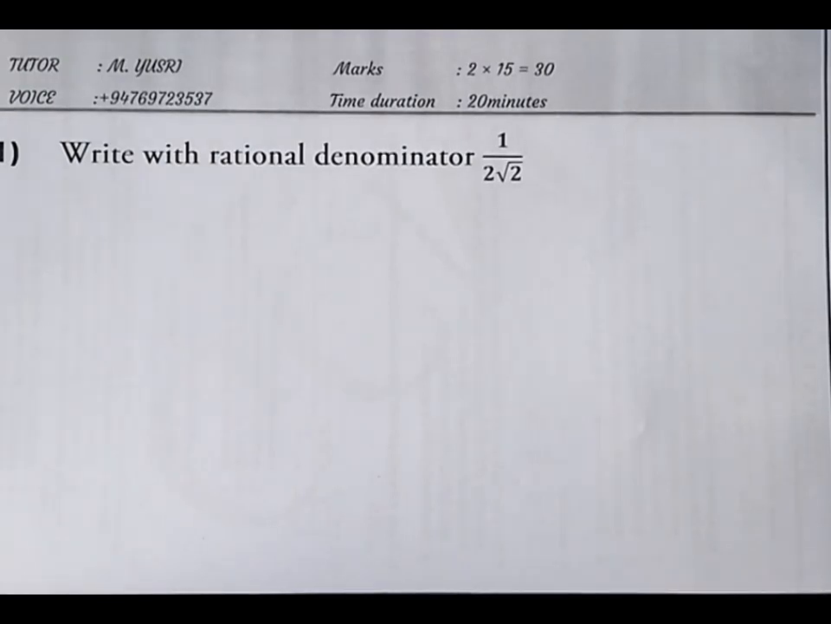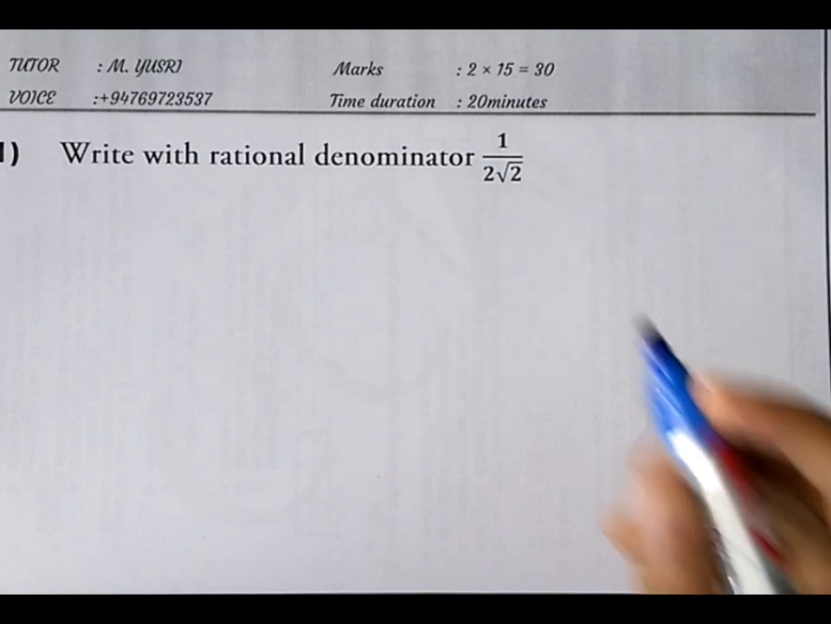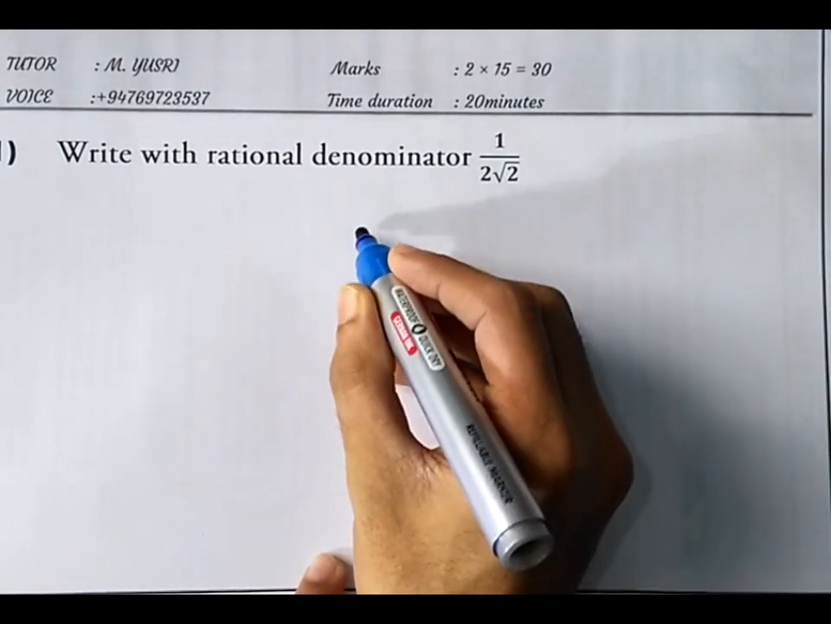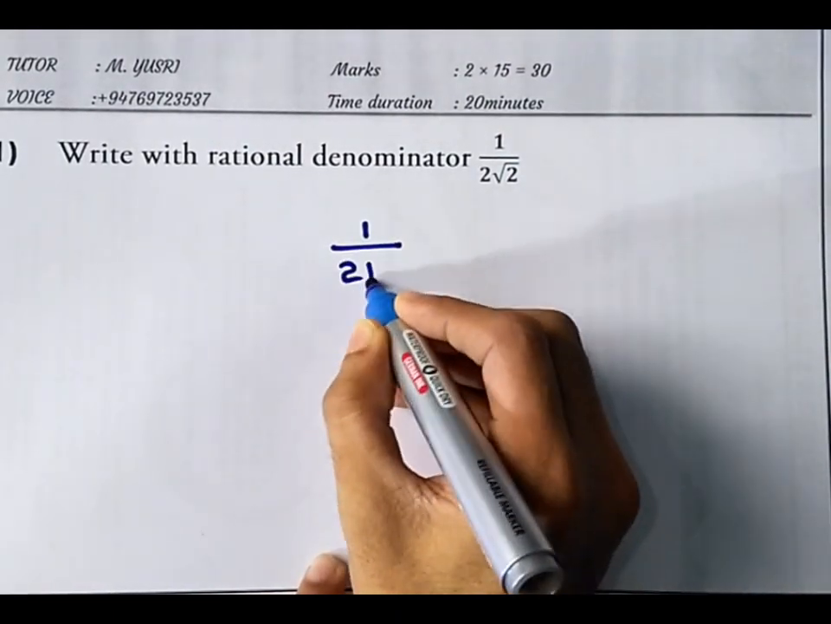Okay guys, so today we are going to practice our fifth paper, and here in the first question they are asking us to write with rational denominator. Okay, fine. So that means we have to cancel this root 2. So how to cancel that root 2? 1 over 2 root 2.